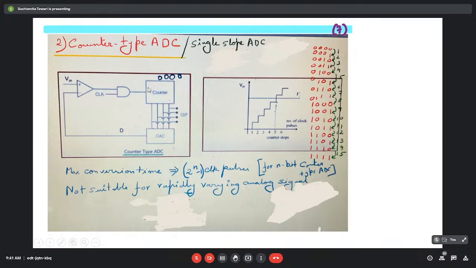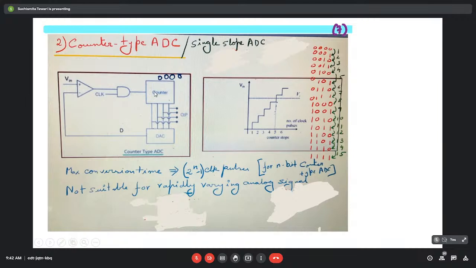So to design this ADC, we need a corresponding DAC. What is the purpose of this DAC? This DAC is converting the output of this counter into the corresponding analog signal, and that analog signal is compared with this Vin. Depending on whether Vin is greater or less than this reference voltage, the output of the comparator will be either 0 or 1. So let's see how it is happening.